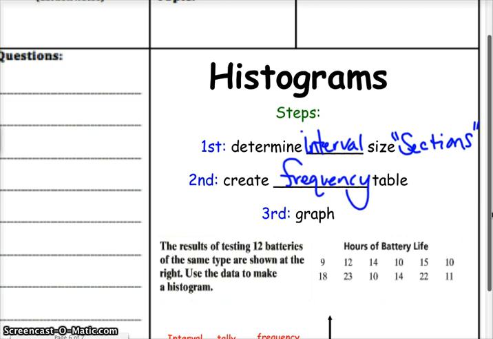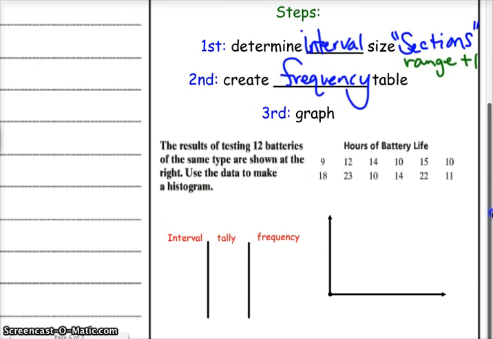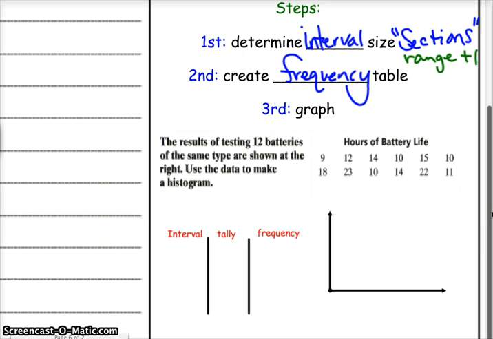So when we determine interval size, what I really do, I use the range. I go range plus 1. That's what I do. My range plus 1. And then I think I want to make parts that have to deal with that. So look in here. The results of testing 12 batteries of the same type are shown at the right. Use the data to make a histogram. So it's talking about hours of battery life.